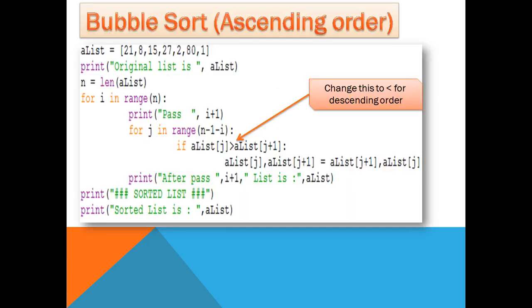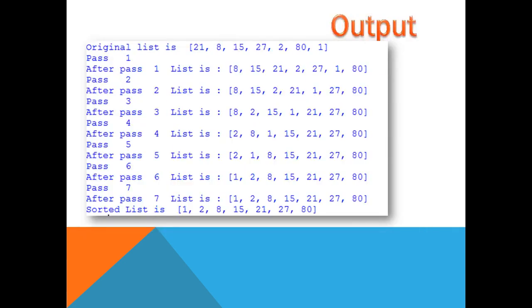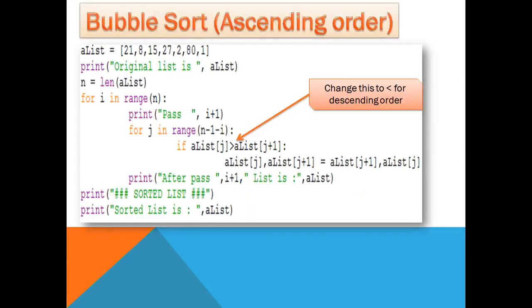Now this is your Python program. Let me explain this program, how exactly it works, then we will execute it. What is done here? Your list A is a linear list containing elements, an unsorted array. The original list is displayed, then the length is found.